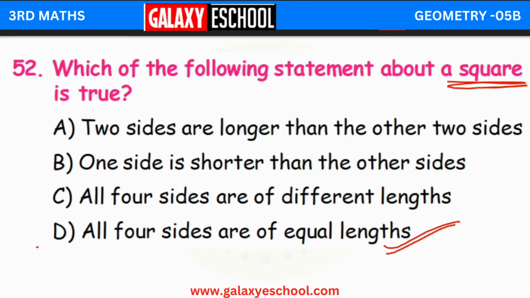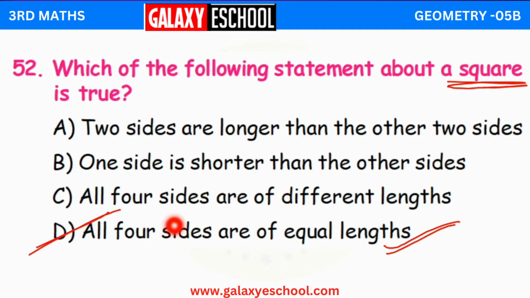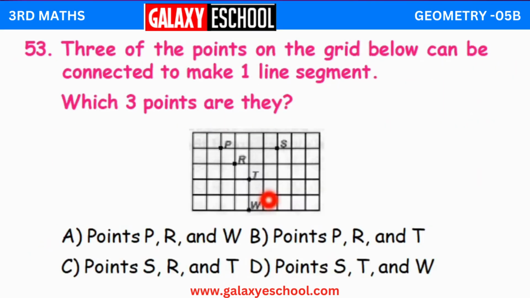What is the property of a square? The property of the square is that all the sides of the square are of equal length. So option D becomes our correct answer. This is the only true statement about our square.